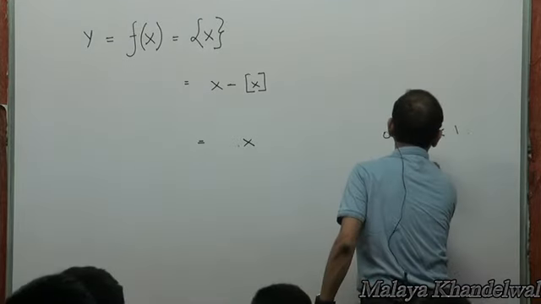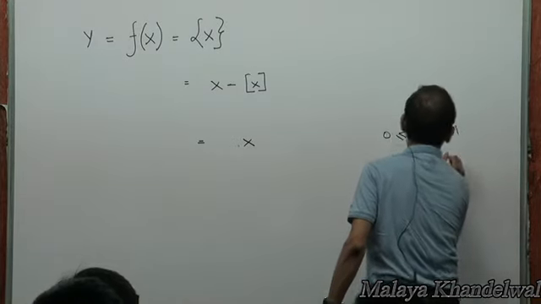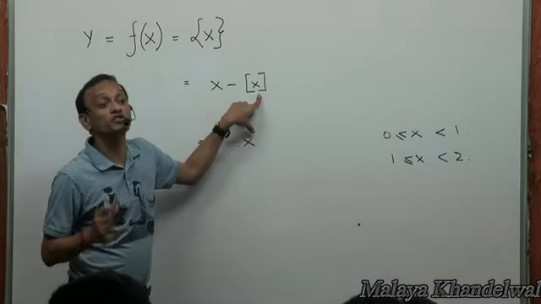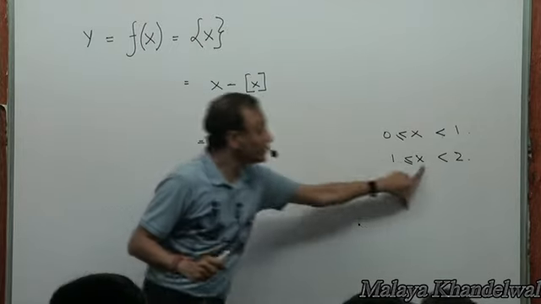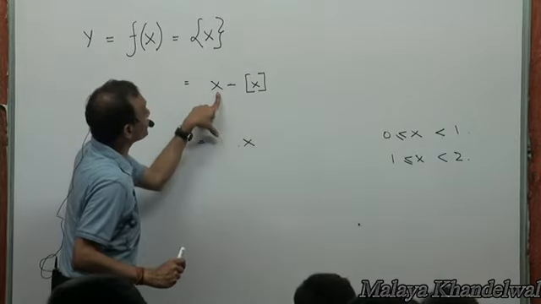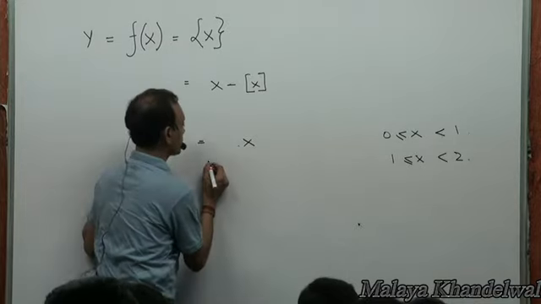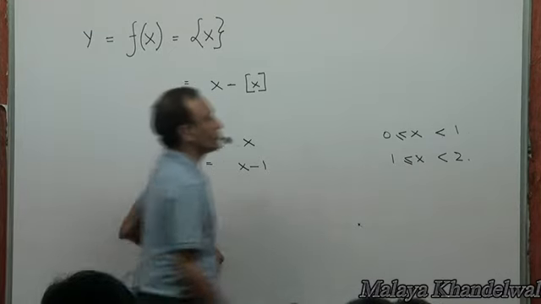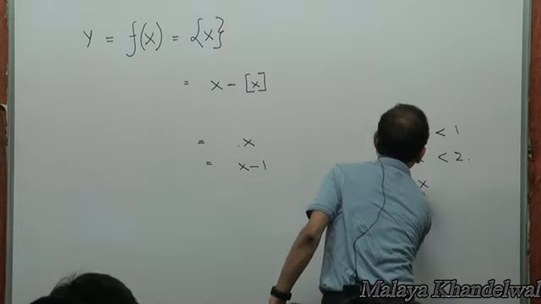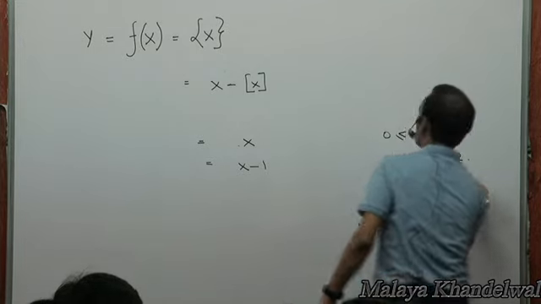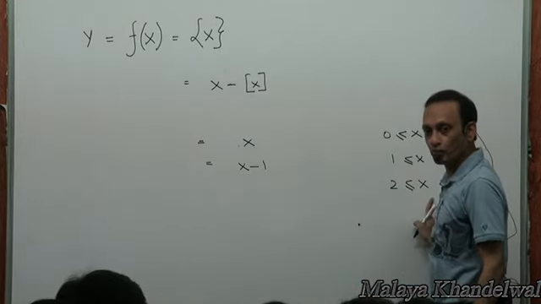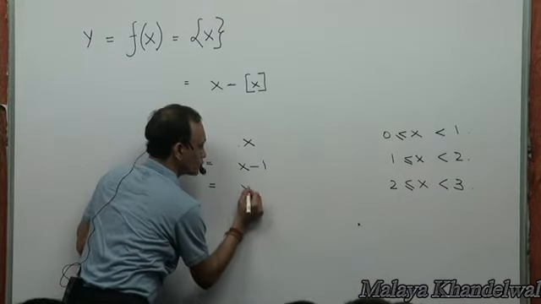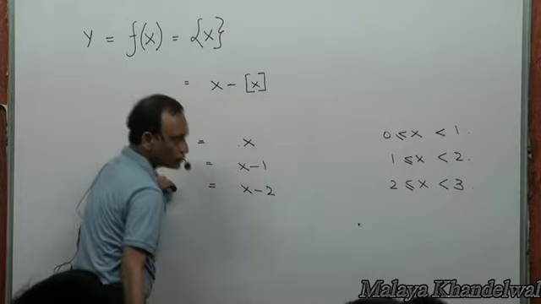Now, when x is greater than or equal to 1 but less than 2, what is box x? 1. Box x will be 1 in this interval. So the fractional part of x will be x minus 1. When x is greater than or equal to 2 but less than 3, what is box x? 2. Box x will be 2. The fractional part of x will be x minus 2. And so on and so forth.